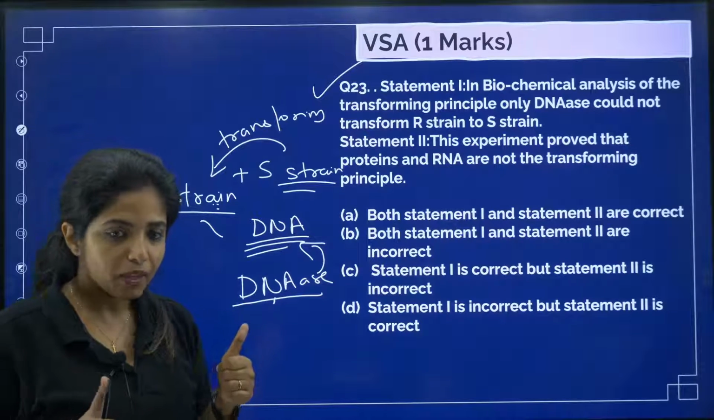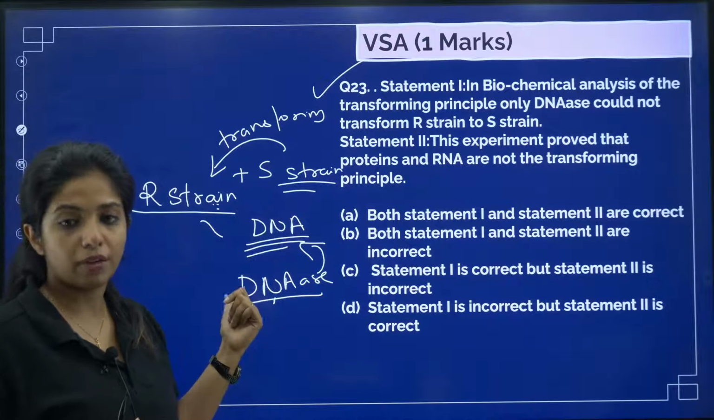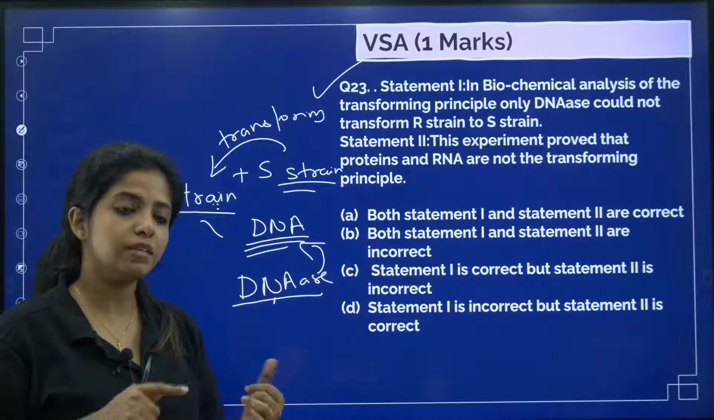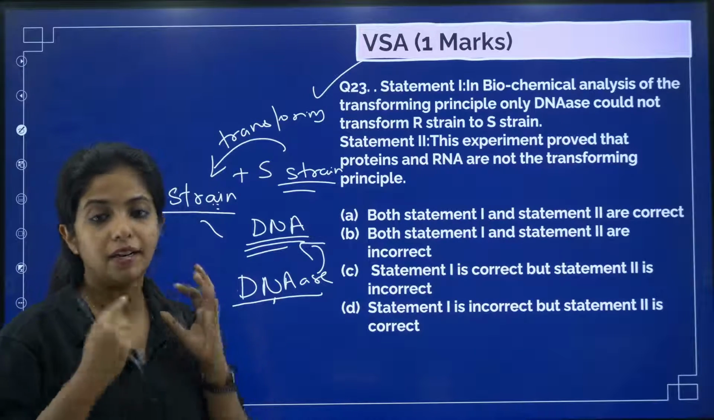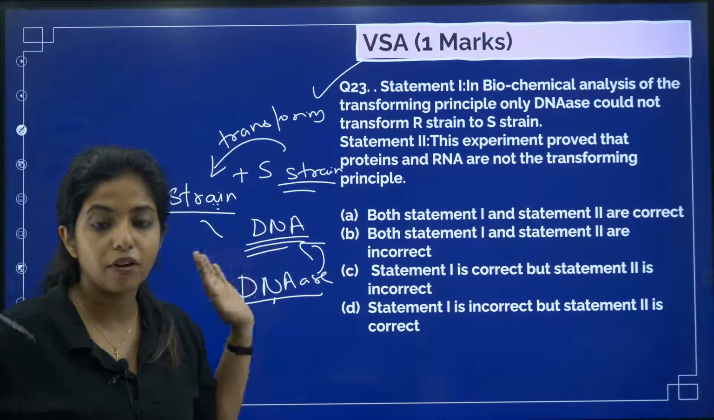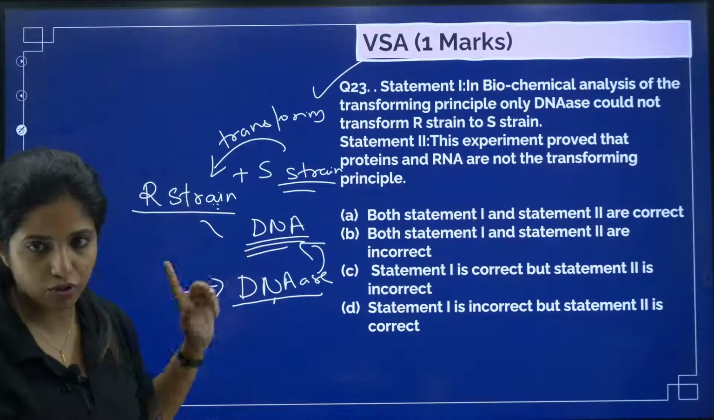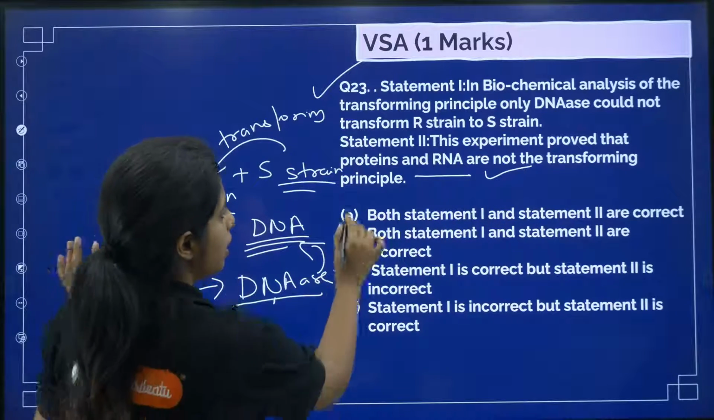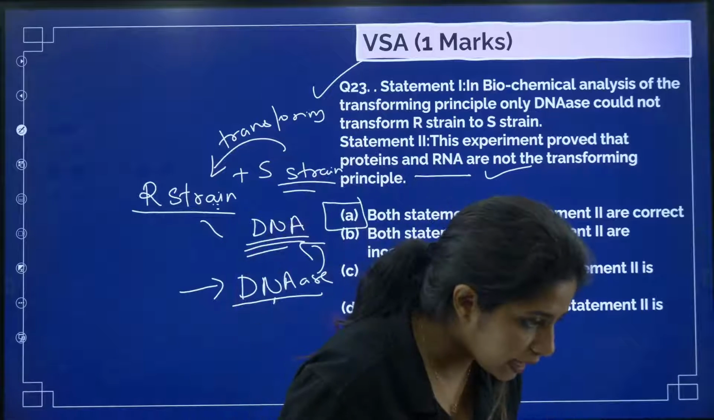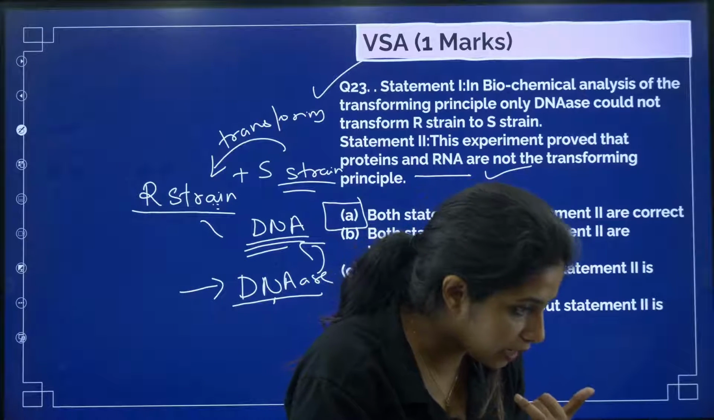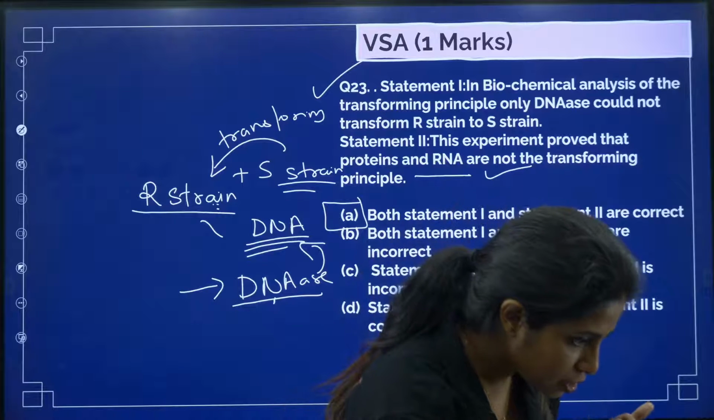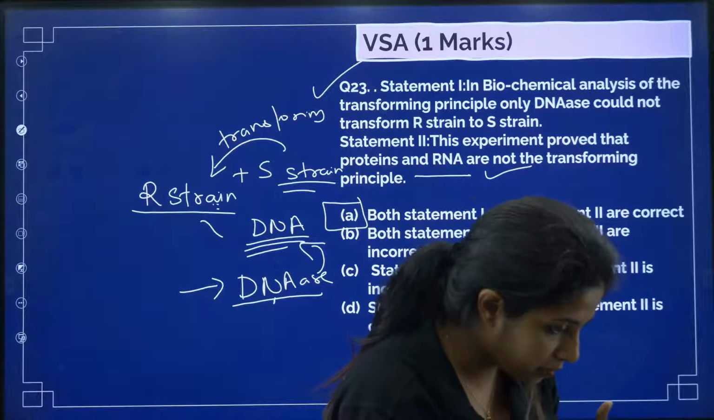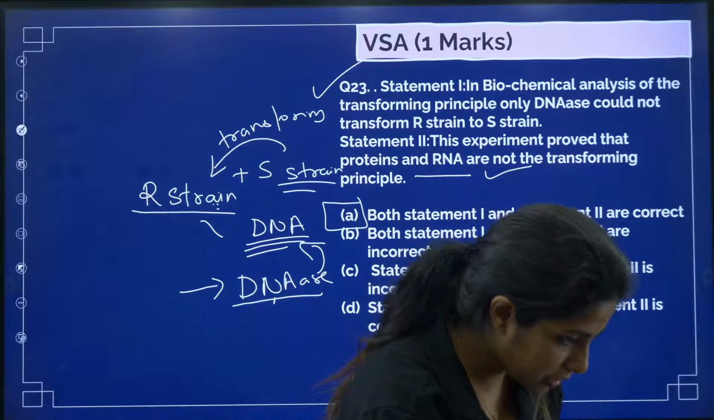Why? Because when I treated with protease, transformation was still happening, and when I treated with RNase, transformation was also happening. That means even if proteins are degraded, even if RNA is degraded, transformation is definitely going to happen. But if DNase is used, transformation is not happening. So I got to know this from the experiment being done. So I'll say statement 1 and statement 2 both are correct. So A is the correct answer. So who all got A is absolutely correct. So Shagufta and Shaukat Ali and TR Gamer, Pratima, Nishmita, everyone is right.